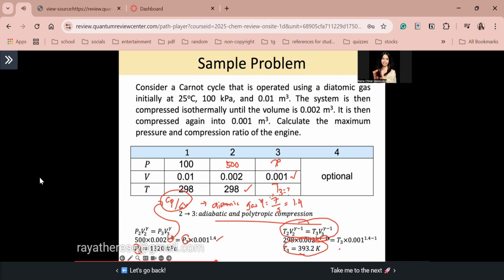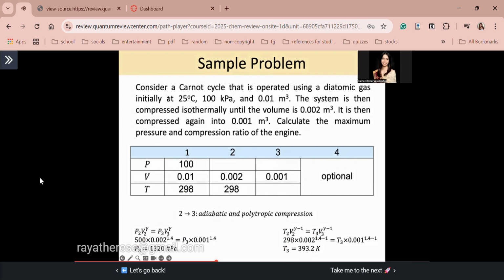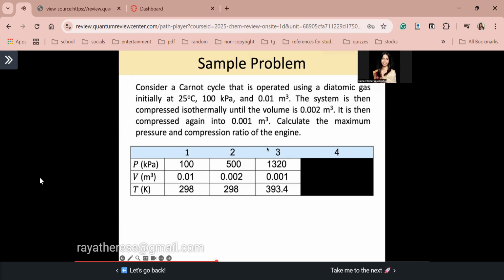Okay? So guys, actually, we can just simply derive this equation from this equation. Pero syempre, we will not explain that anymore, okay? Because masyadong mahaba na yarn. So now, these are our PVT values. Complete na ang ating table. Now, with these data, we can finally compute for the maximum pressure and compression ratio.